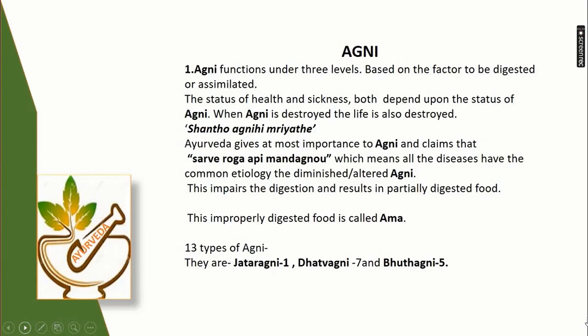Bhutagni. They are 5 in number as per the Panchamahabhutas, the basic elements. Every cell is composed of these elements. Each cell also has the mechanism of selecting and metabolizing the nutrient at the level of micro-digestion and biotransformation. So the status of health and sickness both depend on the status of Agni, what we call.